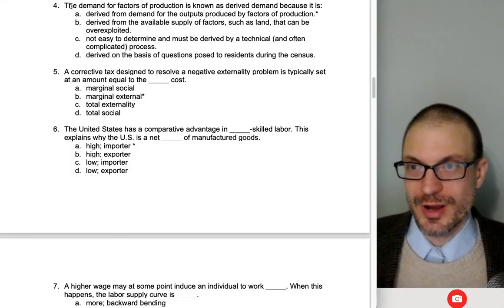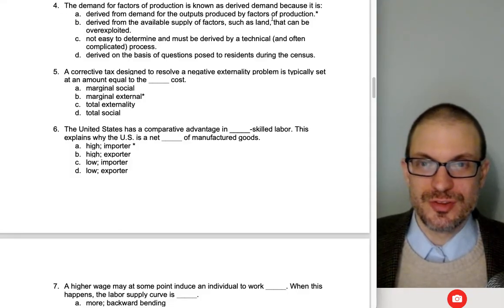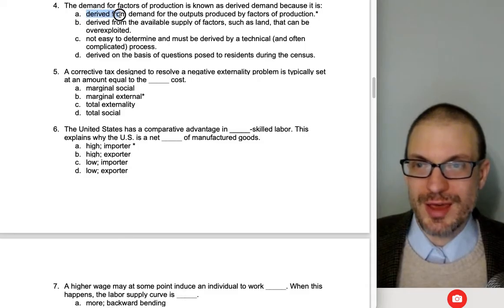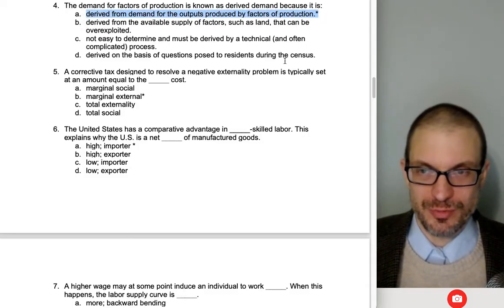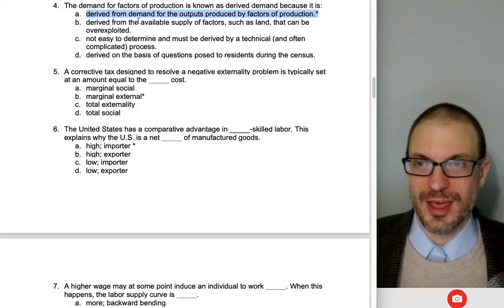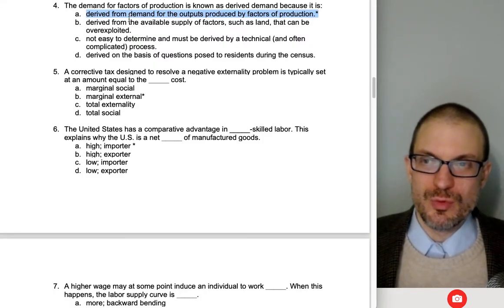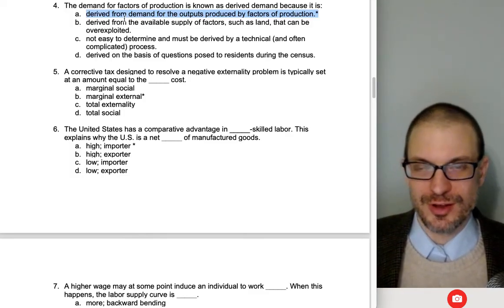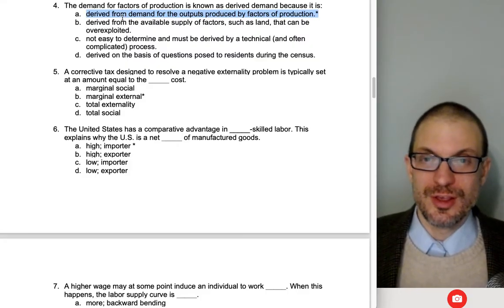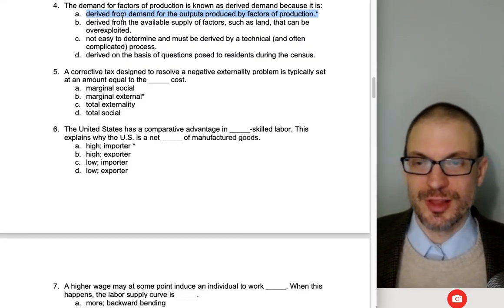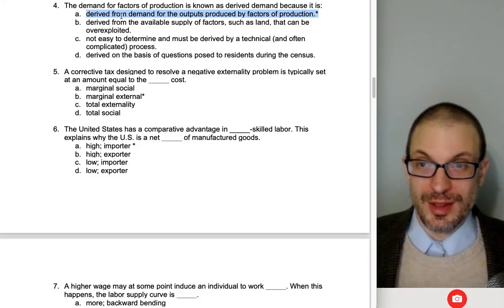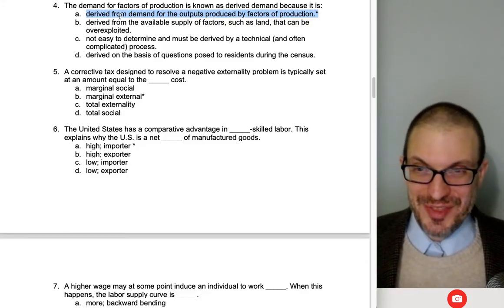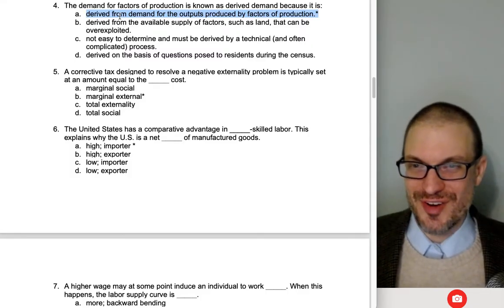So, right. The demand for factors of production is known as derived demand because it is derived from the demand for the outputs produced by the factors of production. Right? This is the idea that nobody wants lithium, right? Nobody wants lithium for itself. Why is there a big market for lithium? Well, people want electric vehicles and electric vehicle batteries, right? So the demand for these batteries from Tesla and some other companies, and the demand for the batteries is derived from the demand for the cars, right? So here I've got this nice chain of derived demands.